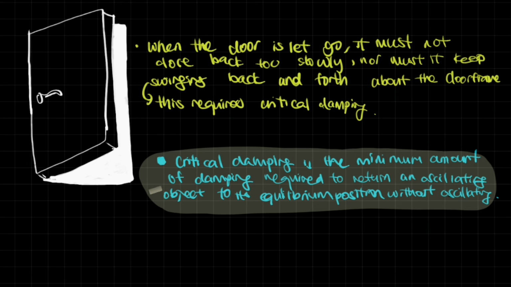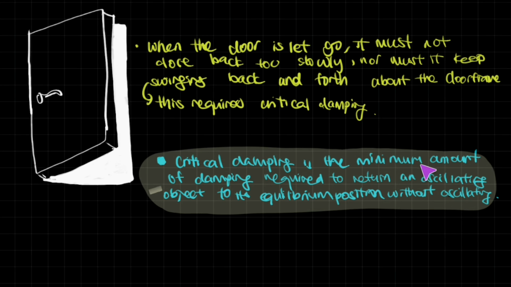For instance, if you let go of this door, it must not go back way too slowly. That's too much damping. Nor must it have no damping and then swing back and forth again and again. It has to go back and just close, but not too slowly, and also not swinging back and forth. And so that's when we use something called critical damping.